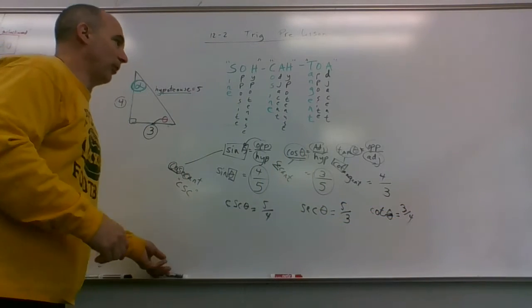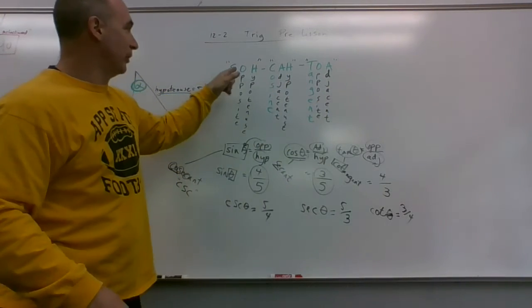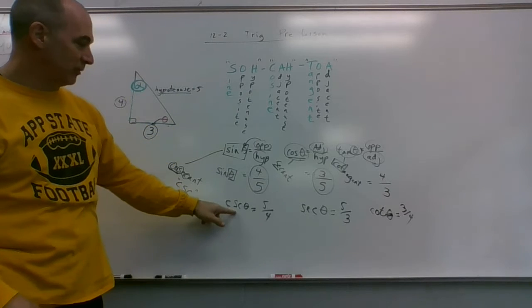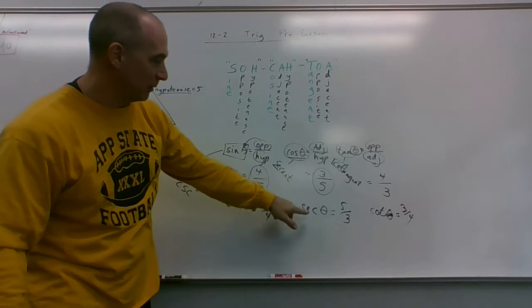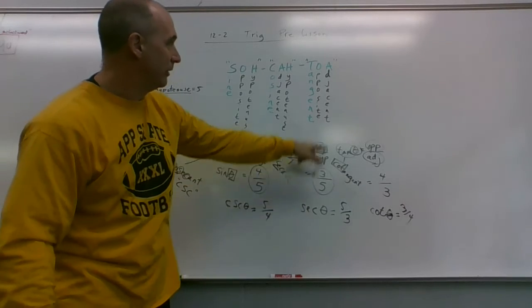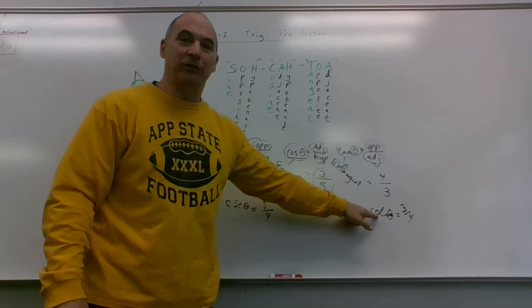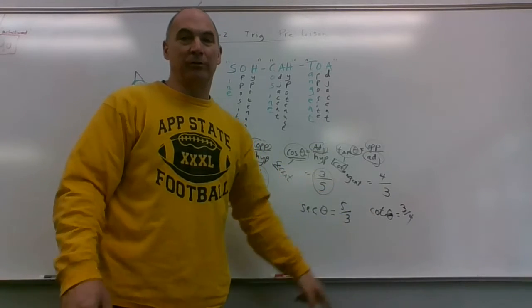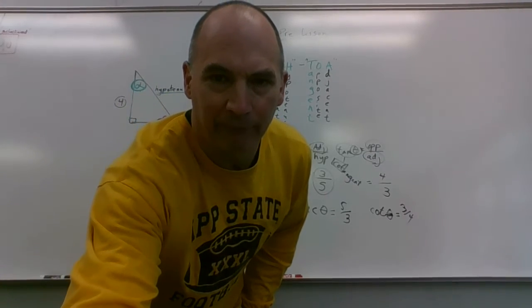All right. So, in review, SOHCAHTOA. But you're going to find sine and then realize the reciprocal is cosecant. Find cosine and then realize the reciprocal of cosine is secant. Find tangent and understand that the reciprocal function of tangent is cotangent. Now, there's a little bit more to that, and I'm going to pause this for just a second.